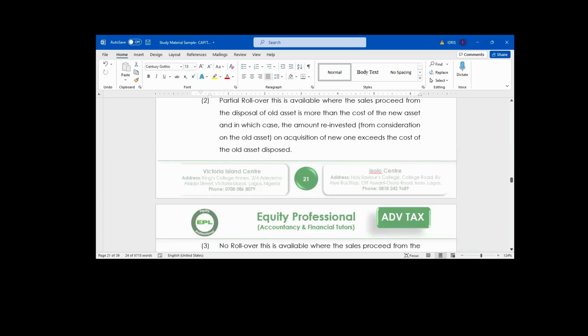In partial rollover, you pay part of the capital gain tax now, you defer part. Part of the capital gain tax will be paid now, while part will be deferred to a future period.